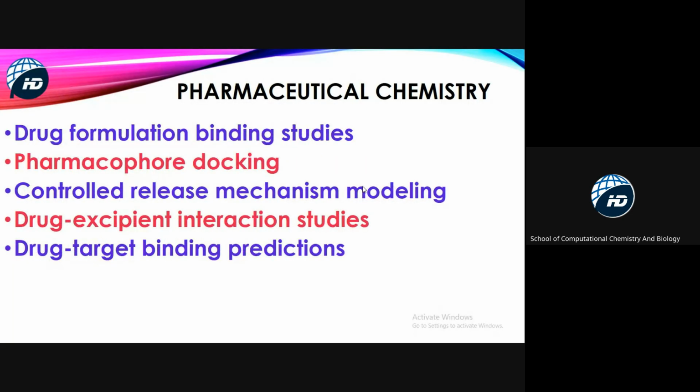People in pharmaceutical chemistry, you can apply computational chemistry in drug formulation, pharmacophore docking. That is what we did this month. Controlled release mechanism, very important in drug formulation. Drug excipient interaction: you can look at how your drug interacts with your excipient. Even drug interaction, you can do some work on those areas using computational chemistry.